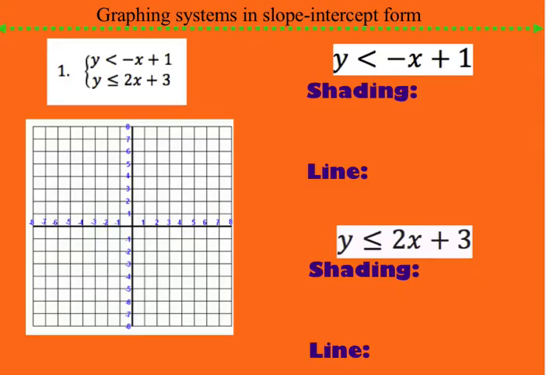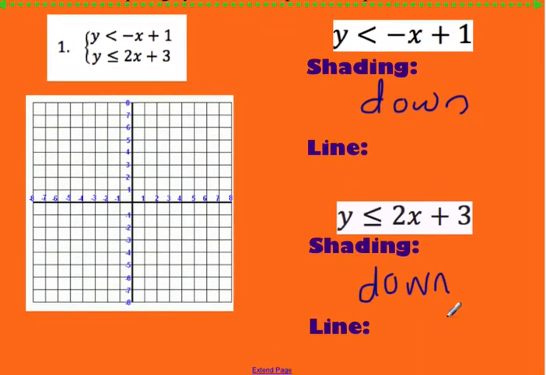So let's go ahead and take a look at number 1 here. Let's think way back to Unit 1 when we shaded inequalities. Remember that if the alligator's facing away from the y, you're going to be shading down. So this first one, we're shading down, and for this second one, we're also shading down because they're both facing away from the y.